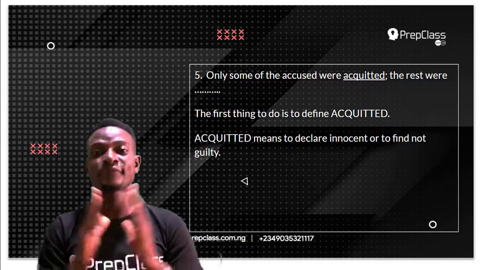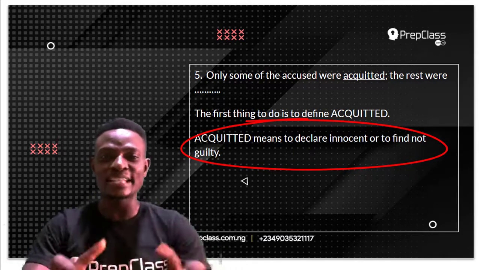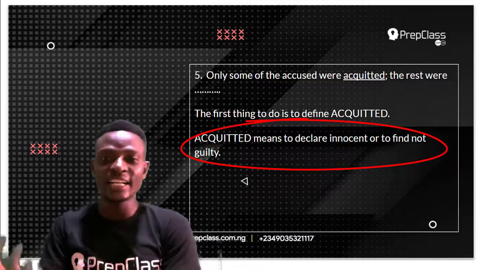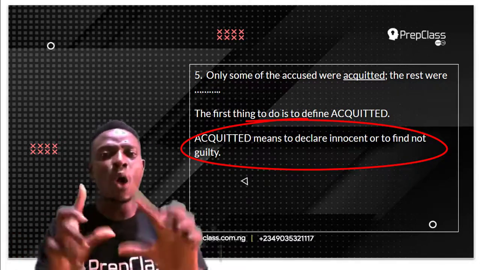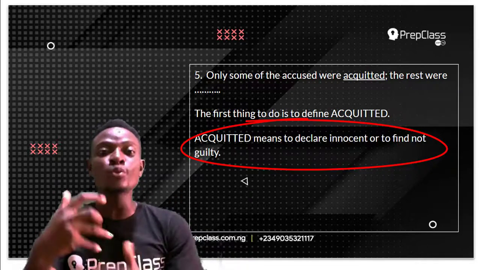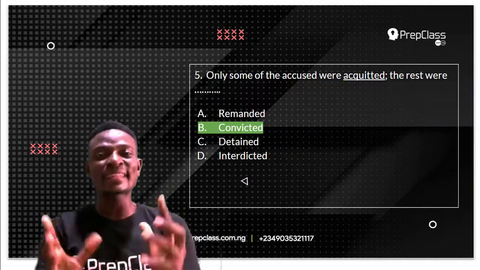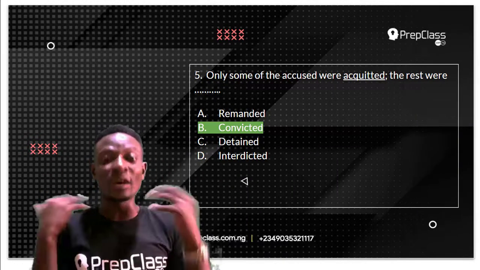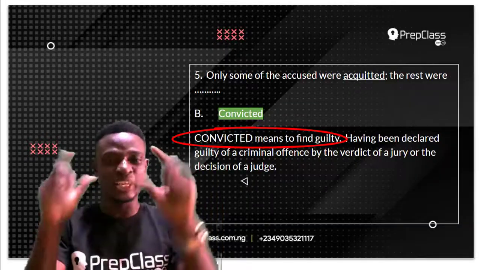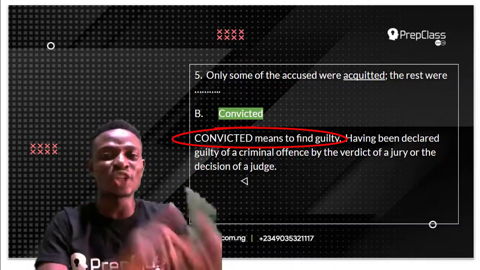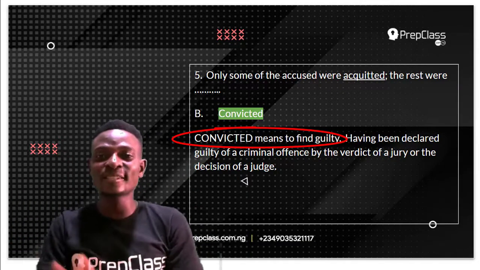Now, the first thing to do is to define acquitted. The word acquitted means to be declared innocent or to find not guilty. Only some of the accused were found not guilty. The rest were convicted. Convicted is the answer to this question. Now, what is the meaning of the word convicted? The word convicted means to find guilty. Now, remember, acquitted means to find not guilty. But convicted means what? To be found guilty.